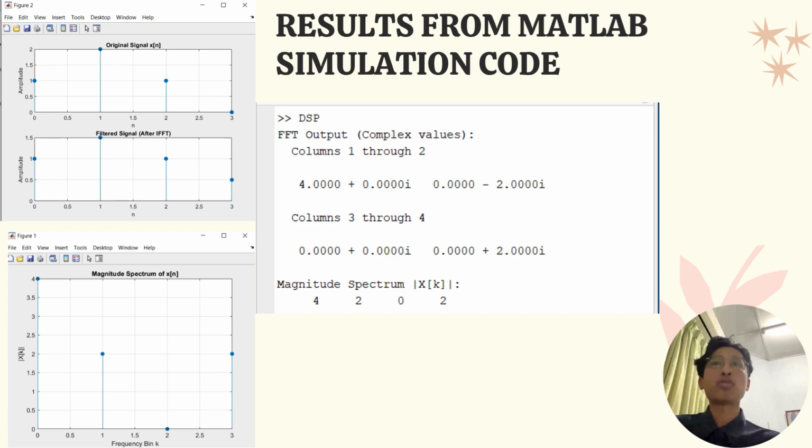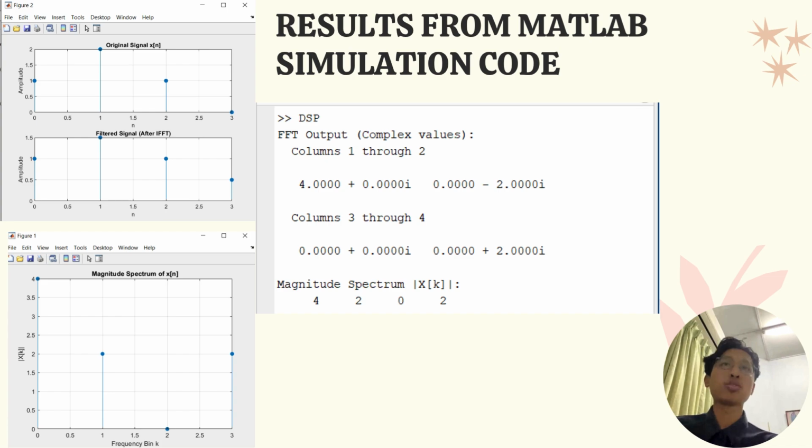So next, for the graph comparison, here we can compare the original signal and the filtered signal in the time domain. The top plot shows the original signal x[n] = 1, 2, 1, 0. As you can see, it has a sharp peak at n equals 1, then drops quickly to 0. This kind of sudden change often introduces high frequency components.